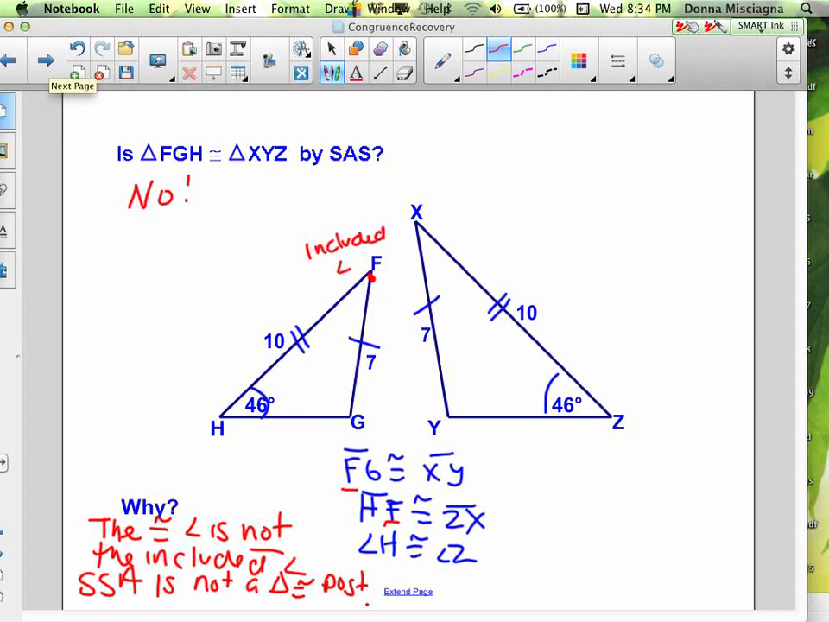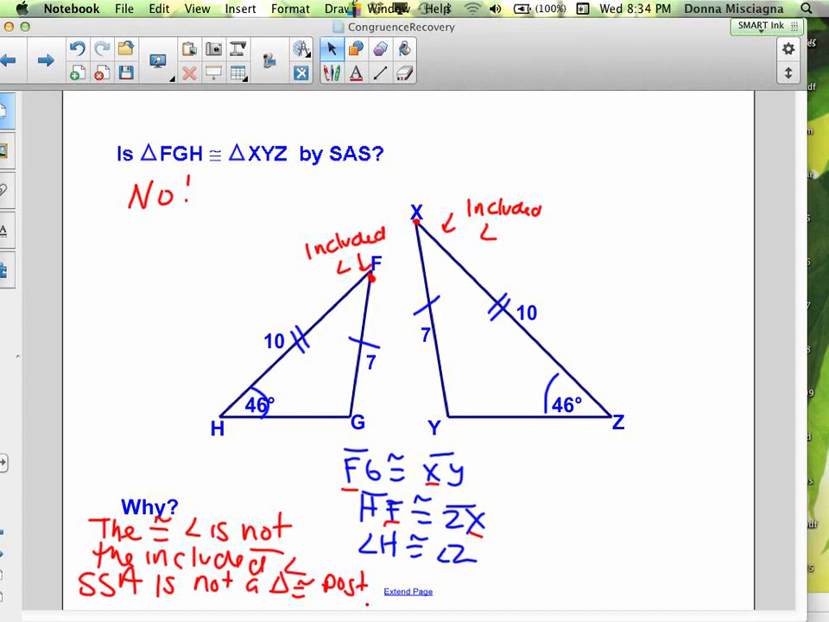All right, so now let's look at XY and ZX. They have X in common. That means they meet here. All right, so that means that this right here is the included angle. So they'll share that letter because that's where they meet, and that's the included angle. So we don't have F and X congruent. We don't know. Maybe they are, maybe they're not. Right? We have H and Z, and that would not guarantee a unique triangle. So we cannot prove these triangles congruent.